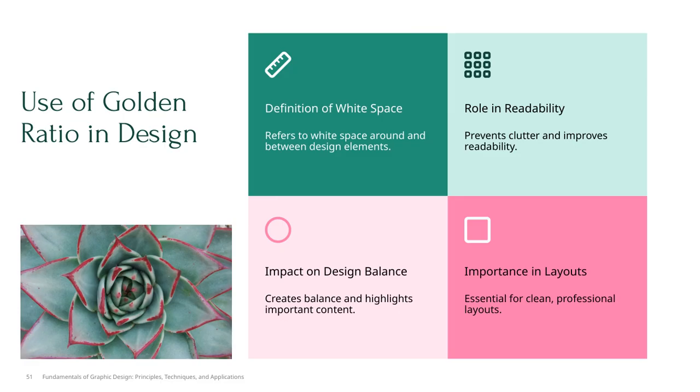Now, a very interesting aspect is the use of the golden ratio in design. This mathematical proportion is often employed to create layouts that are visually pleasing and harmonious. Incorporating the golden ratio into your white space helps achieve a balanced, professional look that feels just right to the viewer. White space is essential for clean, professional layouts because it contributes to clarity and sophistication. When used effectively, it makes your design look polished and thoughtfully arranged.